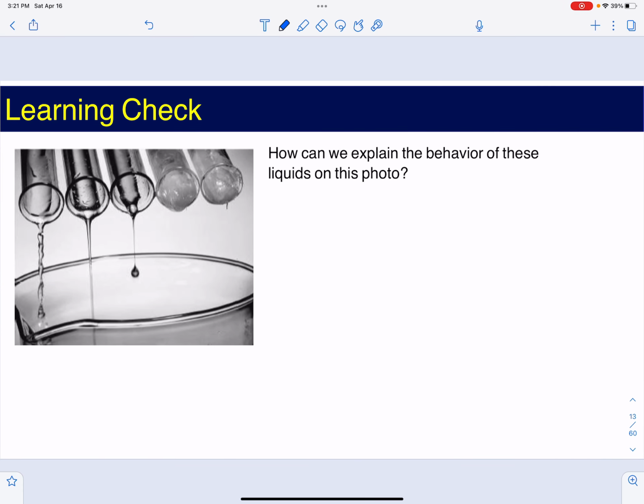What about something like this? What about an experiment that we did here? We took 5 different liquids, we put them in test tubes, and then we turned all of them at the same time. And we see a lot of liquid coming out of this one.